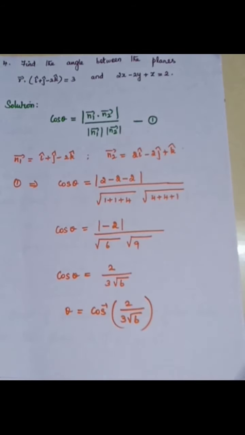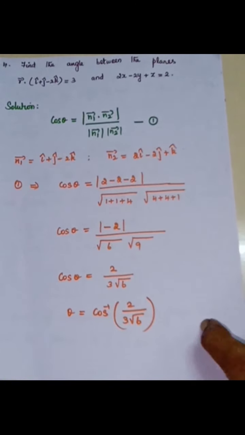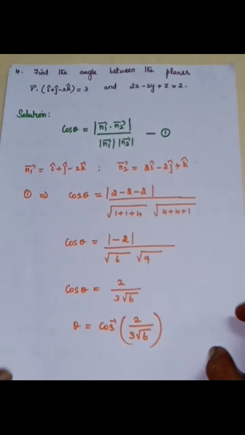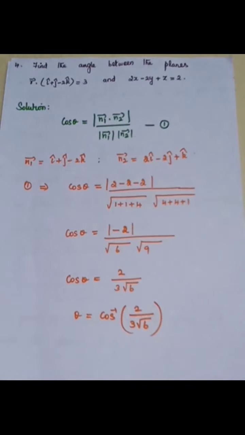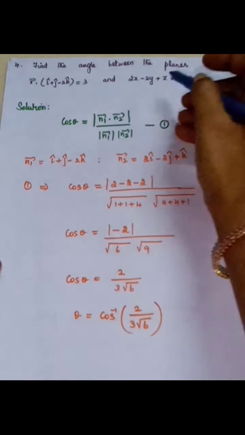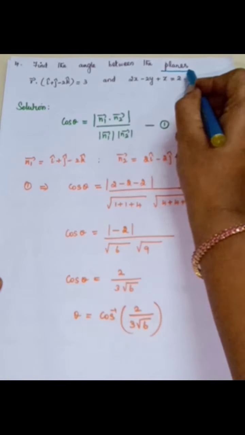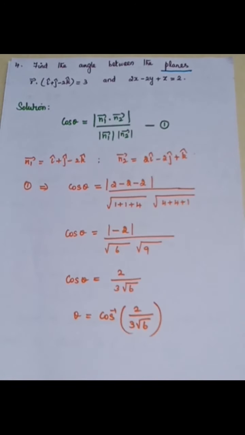See the next one. Find the angle between the planes. Okay, find the angle between the planes. So see now here you are having the two planes equation given. So if the angle between two planes is asked, you have to use cos theta is equal to modulus of n1 vector dot n2 vector divided by modulus of n1 vector modulus of n2 vector.